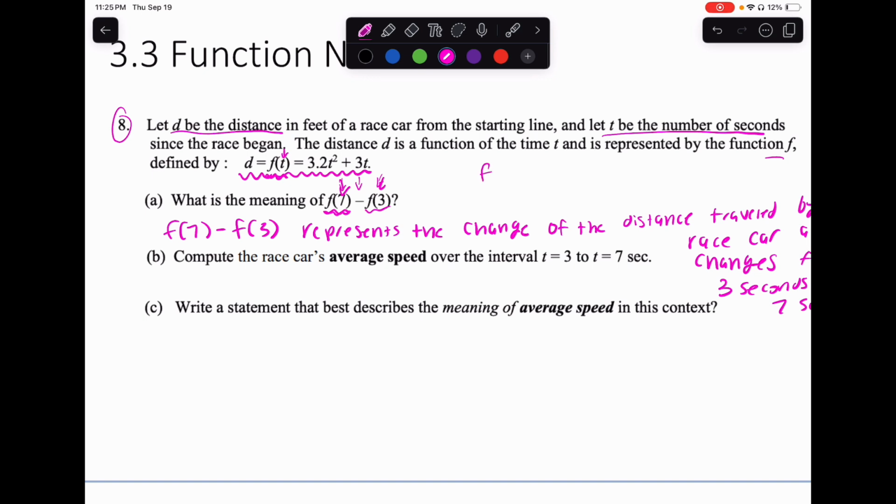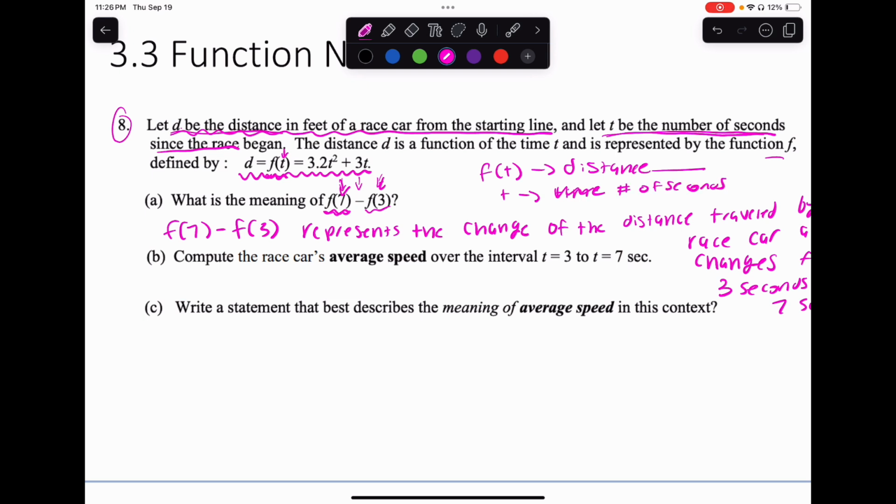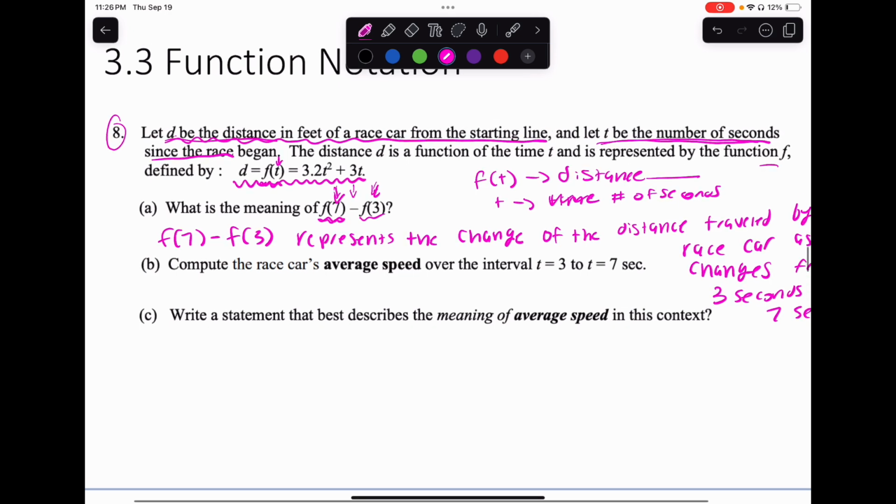When we say f of t, this is our output. In this case, it's our distance, where t is our time. And obviously, if you were actually defining these, you need to be more specific, in the same way that they defined it right here: d be the distance in feet of a race car from the starting line, and t be the number of seconds since the race began. So in reality, t I would actually just write as number of seconds. And the distance you can just follow from the equation or the problem.